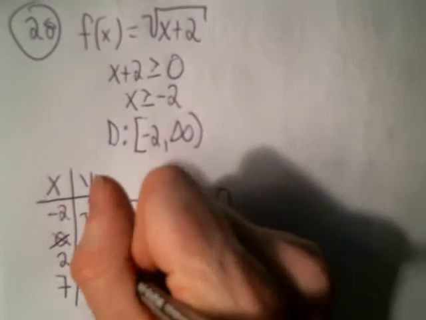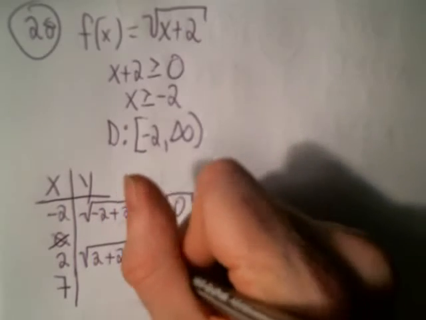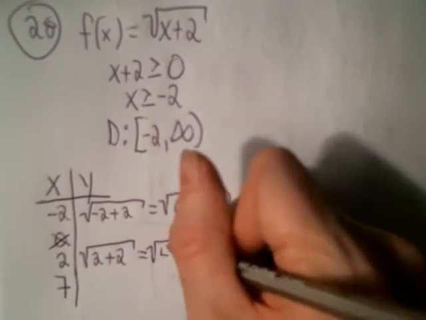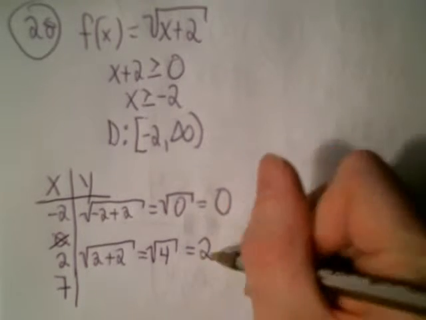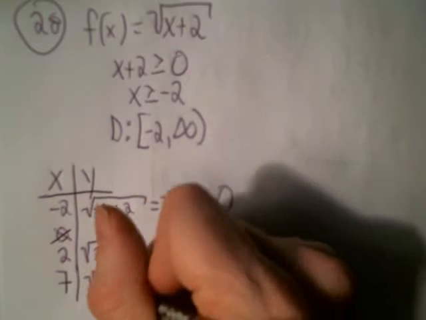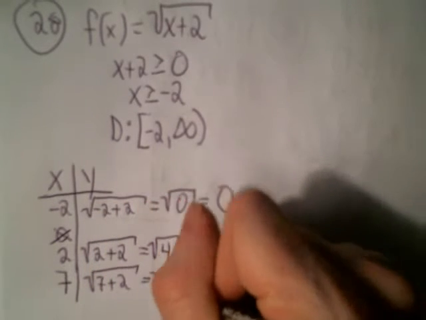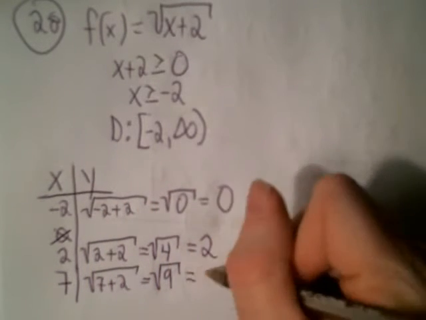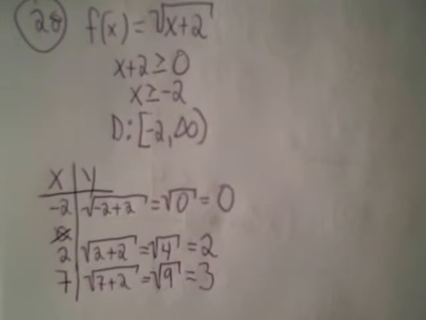Let's try this guy. The square root of 2 plus 2 is the square root of 4, and I know that's 2. And finally, 7 plus 2, which is the square root of 9. And of course, the square root of 9 is just 3.